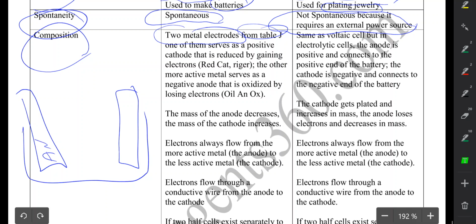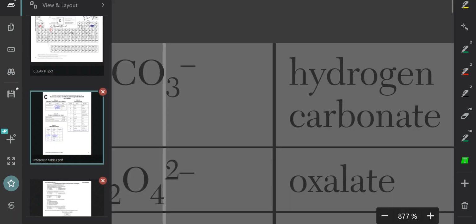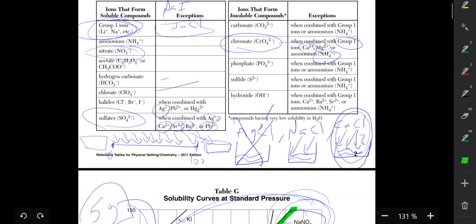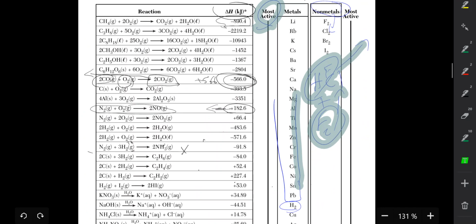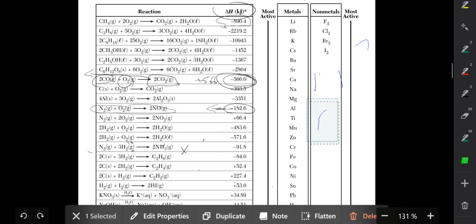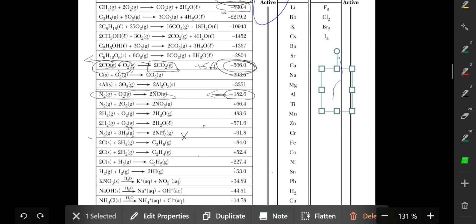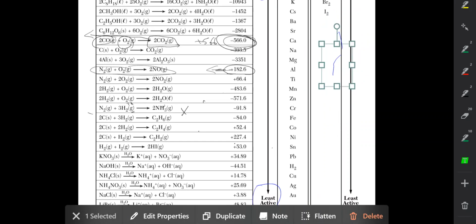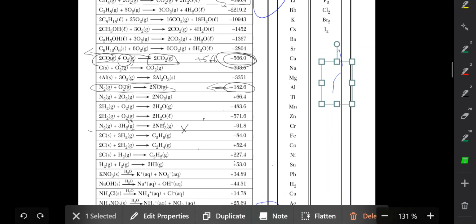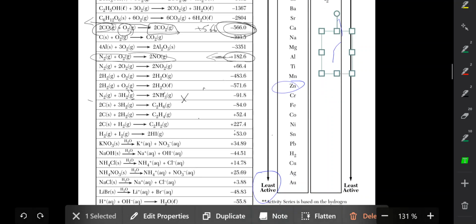So the anode would be the electrode or the metal that is more active, according to table J. And then the cathode would be the less active metal. So looking at table J, here we have the more active metals on top, the less active metals at the bottom. So obviously here, if I had zinc and copper, most commonly used in voltaic cells, zinc would be more active than copper.